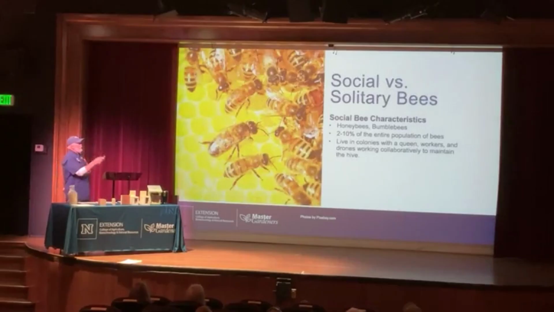So an important difference between solitary and social. Social bees are honeybees and bumblebees. They make up 2 to 10%. Some people say 1.5%, whatever. You talk to different scholars, you might get different answers. So let's say between 1.5 and 10% of the entire population of bees. They live in colonies with a queen, workers, and drones, working collaboratively to maintain the hive. Now, the workers are all females. The drones, the males, they're bigger bees. Their one job is to go out and spread the hormones. That's their only job. They're not allowed back. Once they hatch, they fly the coop, the hive, and they're gone. The female bees do everything else.